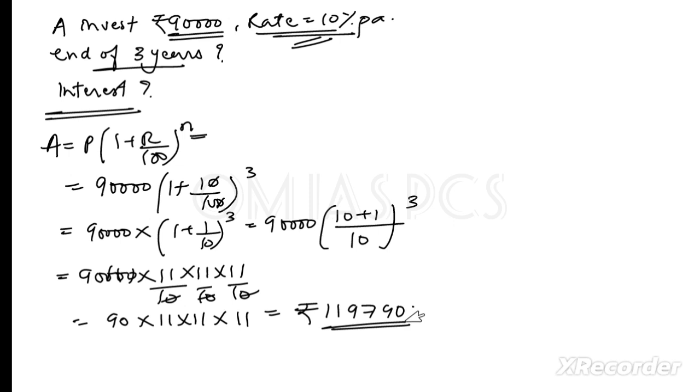So this is our amount, not interest. Remember, in case of CI, whatever we get first is the amount. Now what is CI? It will be amount minus principal, 90,000. So 119,790 minus 90,000. What will be our answer? 29,790. So this will be our CI. Is it clear? It's a very simple practice question at first. So let's see one more question.